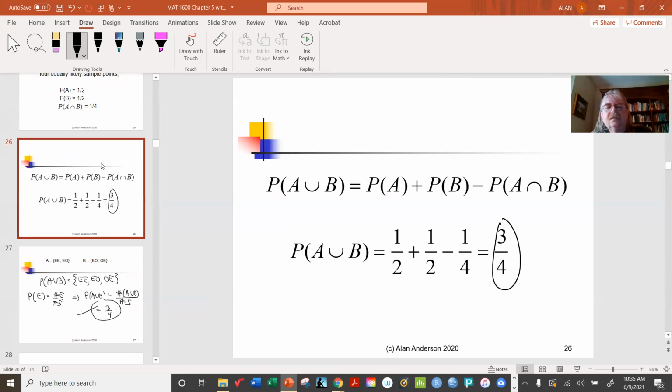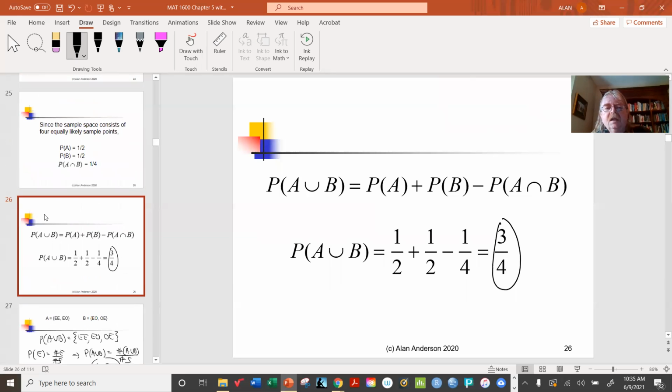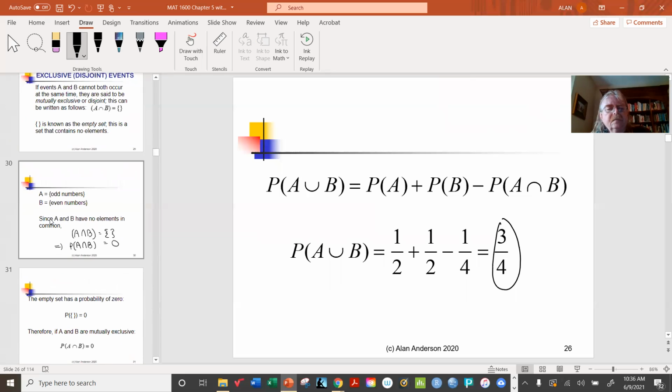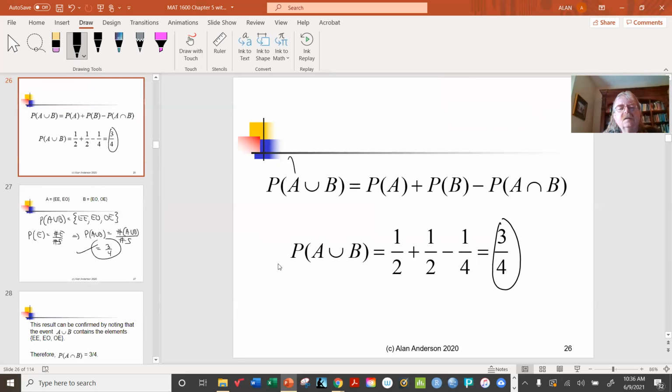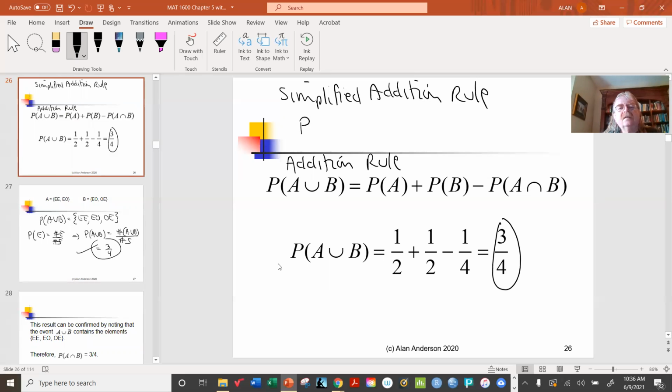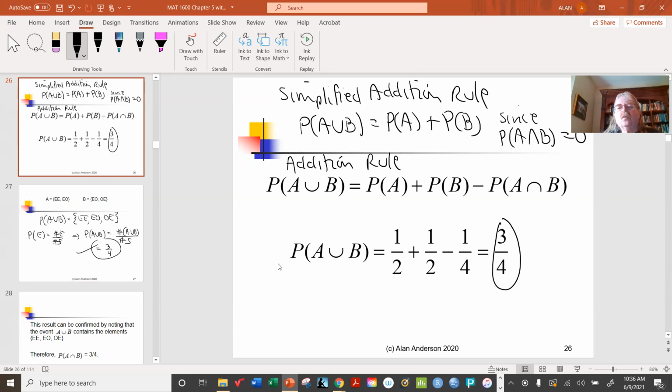We have the full approach. This is the addition rule. But when we have mutually exclusive events, we can simplify this. What we're essentially doing is dropping out this term. So this is the full or general addition rule. The simplified version means you just drop out this intersection. And that's because this probability equals 0 when A and B are mutually exclusive.